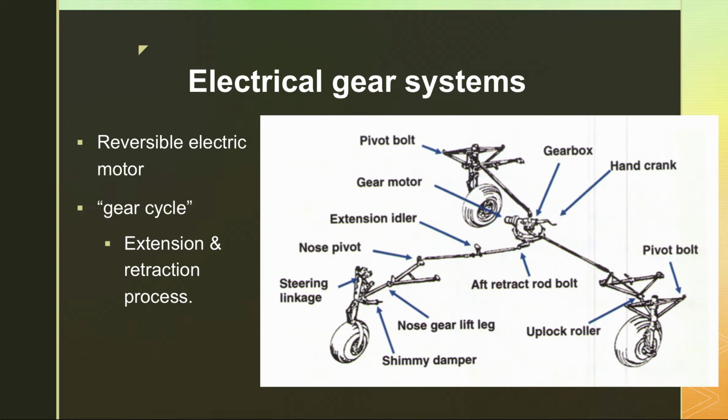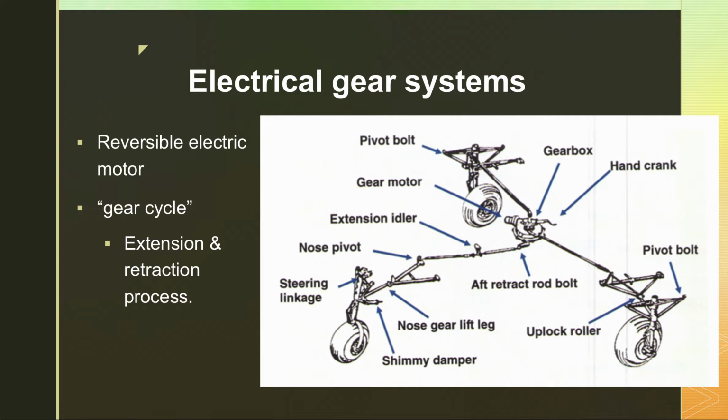All right, so the first of the three types, we'll talk about electrical gear systems. Usually it has one motor, like in your Beech Bonanzas, Debonairs, and Beech Duchesses. You'll have one electrical motor, and it'll be connected to all three landing gear via these idlers and push rods. The motor runs in one direction, and all three wheels come up. It runs in the opposite direction, and all three wheels go down. We call that one gear cycle, retraction and extension of the gear.